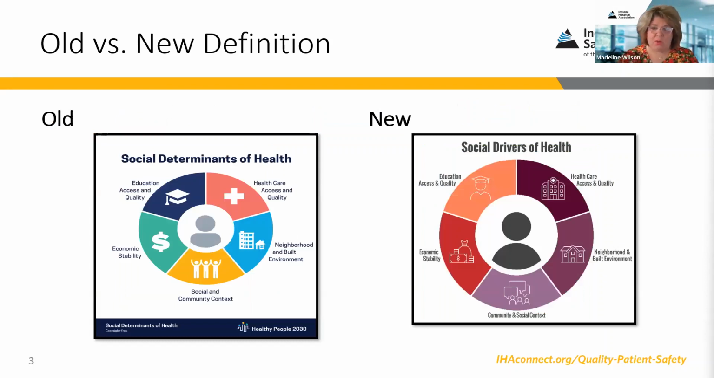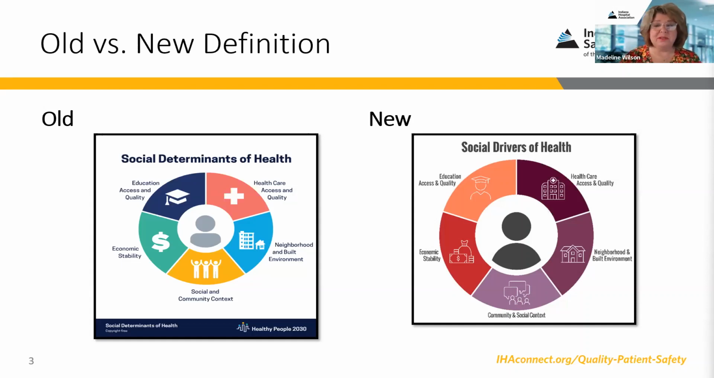So as a refresher, I kind of want to go backwards a little bit. Let's first start with some definitions as we talk about social determinants of health. Social drivers, which are also known as social determinants of health, are conditions in the places where people live, learn, work, and play that affect a wide range of health and quality of life risks and outcomes.